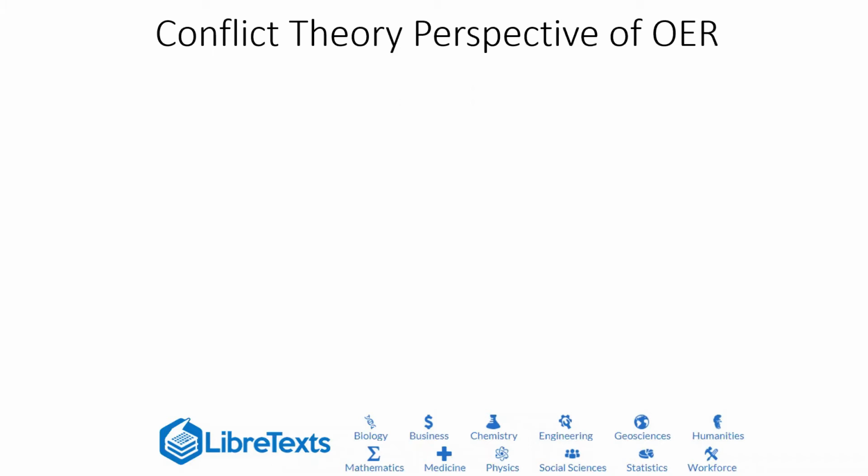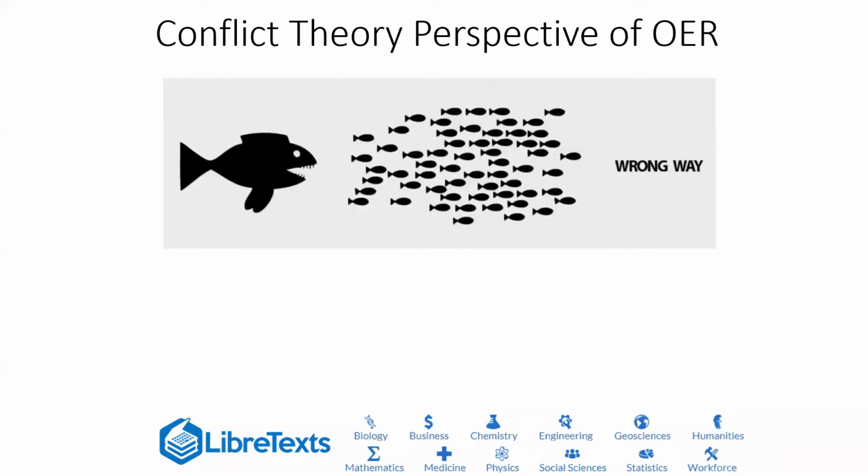So anyone who's been around me for a period of time knows that I view things very much from a glasses half full approach. I view OER from a conflict theory perspective, and I believe that there's a conflict going on, and that's what prompted the growth of OER significantly in the last decade. And that conflict is between the big publishers out there, represented by the big fish here, and all the various faculty that are doing a little bit of OER.